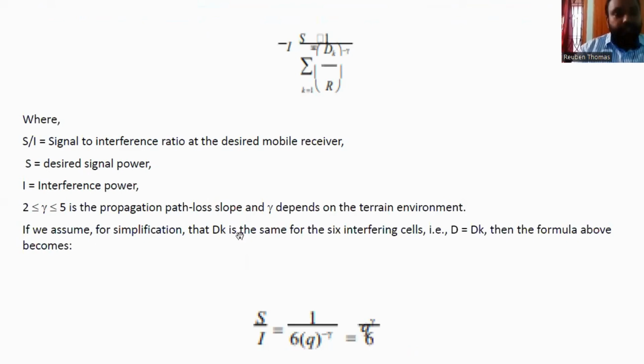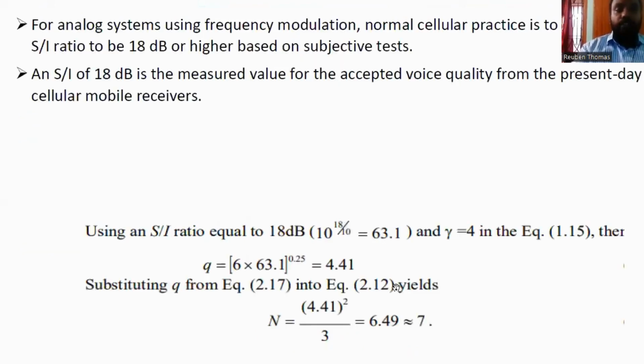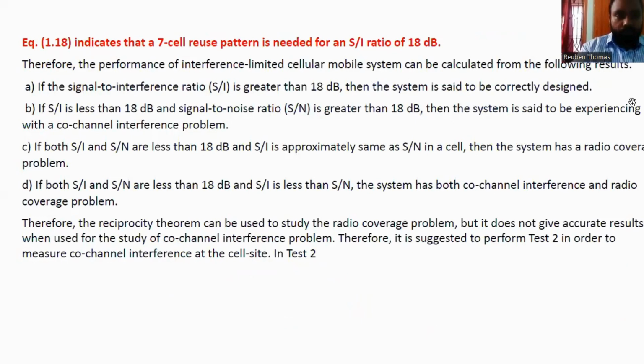If we assume, for simplification, that the distance is the same for the six interfering cells, that is D_k = D, then the formula above becomes S/I = (1/6)(D/R)^γ, where γ is the propagation path loss exponent. For analog systems using frequency modulation, the normal cellular practice is to specify an S/I ratio of 18 dB or higher based on subjective tests. An S/I ratio of 18 dB is the measured value for acceptable voice quality in present-day cellular mobile communications, and that indicates the 7-cell reuse pattern for the S/I ratio of 18 dB.